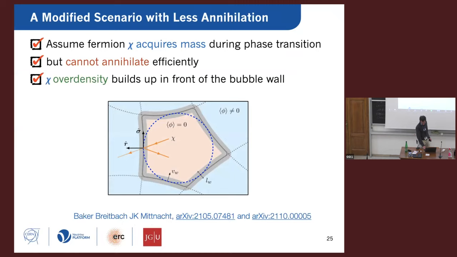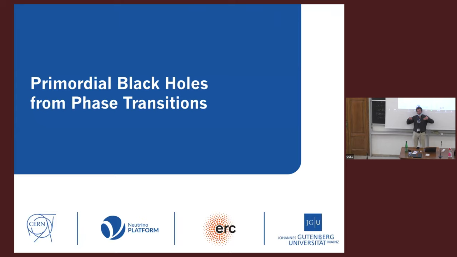The direction in which I want to spin this further is, remember that I've talked a lot about the dark matter particles that are reflected off the wall. Now, I've always argued that they are supposed to annihilate away quickly. But now let's assume what happens if they do not annihilate away quickly. In this case, they will be pushed ahead of the bubble wall. And then the question we ask ourselves is, can their density become large enough to collapse into a black hole?